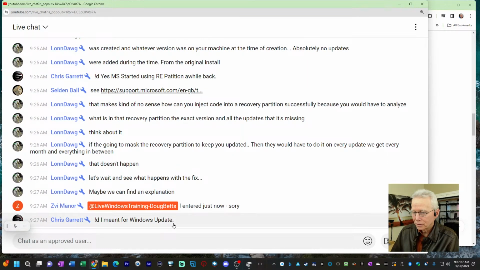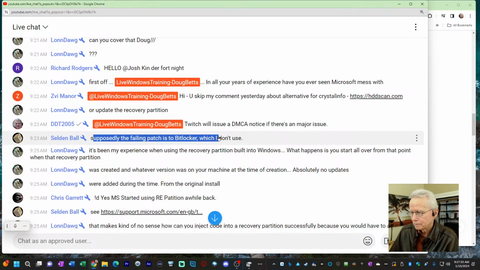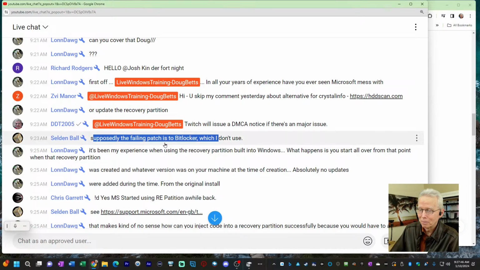Oh, he's saying to start using it for Windows Update. I don't know if they ever didn't use it for Windows Update. Maybe. Suppose we don't care. Do we really care when they start using it for Windows Update? It seems to me like it would have always been useful for them for Windows Update. Supposedly the failing patch is to BitLocker, which I don't use.